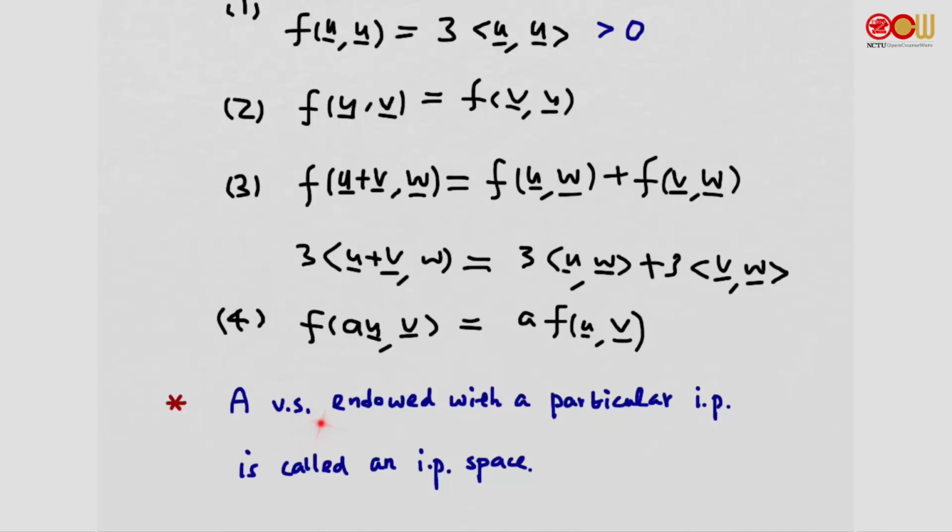A vector space endowed with a particular inner product, that means we are using a particular inner product for this vector space, is called an inner product space.